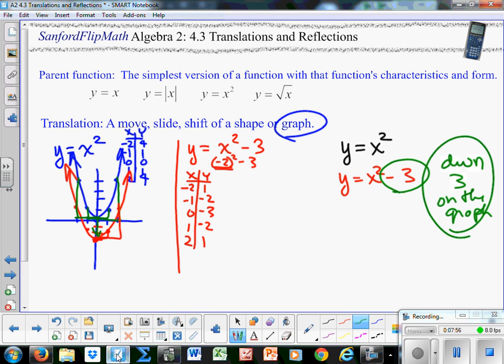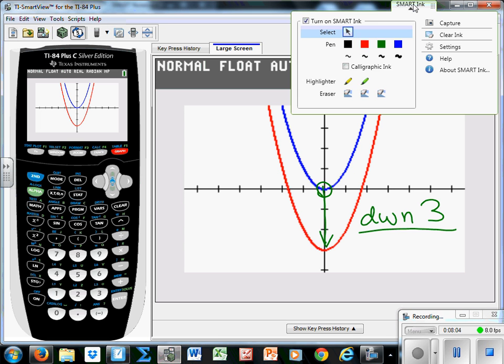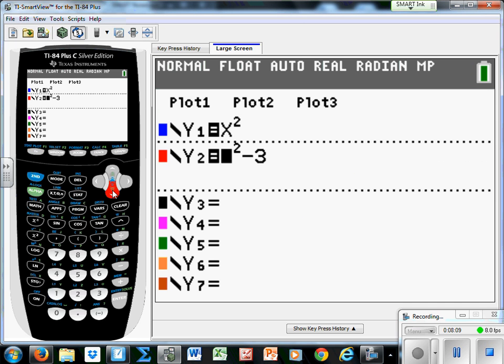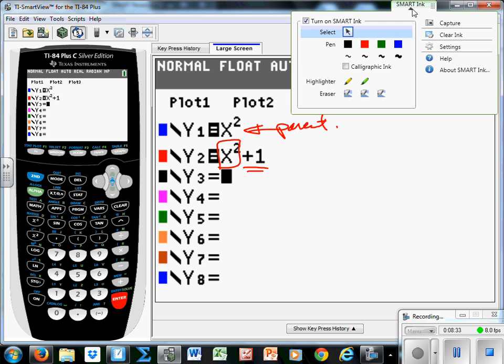So I guess the question ought to be, what happens if I do something different? Let me make the ink go away. I'm going to change this, so I'm going to do x squared. Now you can just type over the top of stuff. What if I do plus 1? What do you think is really going to happen to that graph? Again, we are always comparing to the parent function. This guy right here is the parent function, but there's this plus 1 on it. How does x squared plus 1 compare to the parent function?